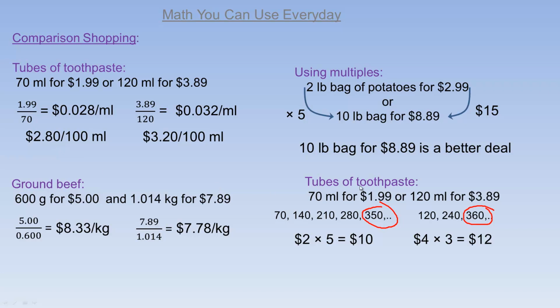So if you don't have the calculator with you, that's something you can do, like finding multiples of the two things you're comparing to get to the same amount, and then compare the money values for those multiples to see which one's the better deal.